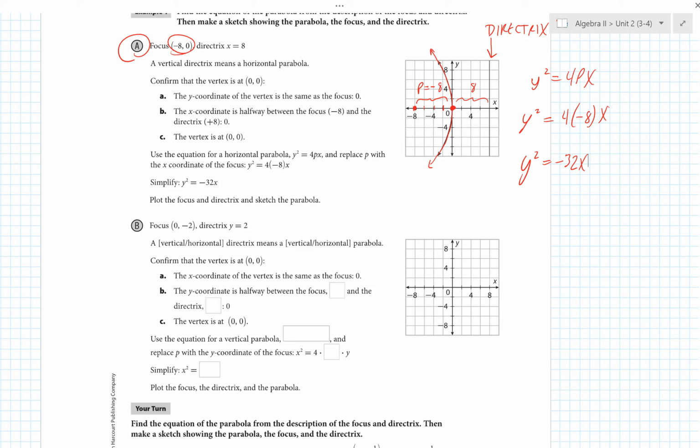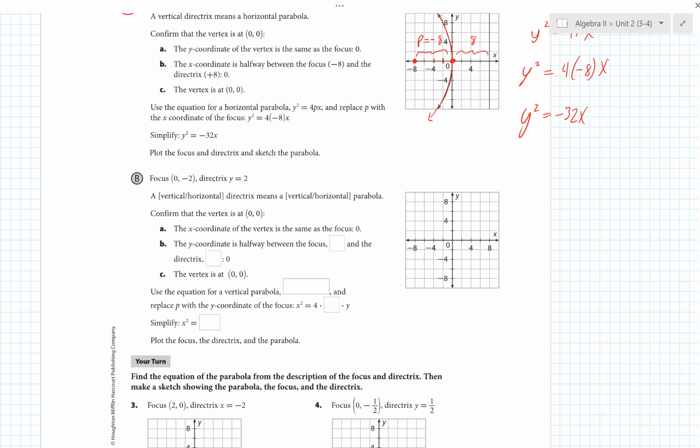Okay, so are there questions on example A? We can do example B together as well. Questions? All right, so example B, we're going to go to the focus, 0, negative 2, and plot that point. So 0, negative 2 would be down here. Again, the grid they gave us counts by 2s. And then the directrix is at y equals 2, so that would be up here.